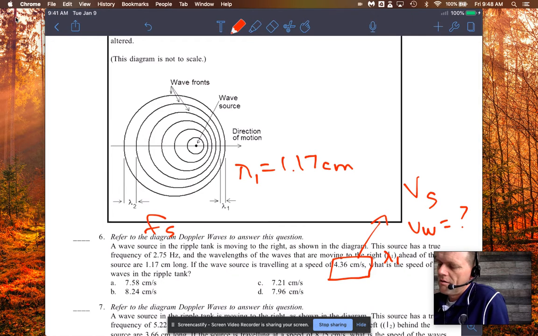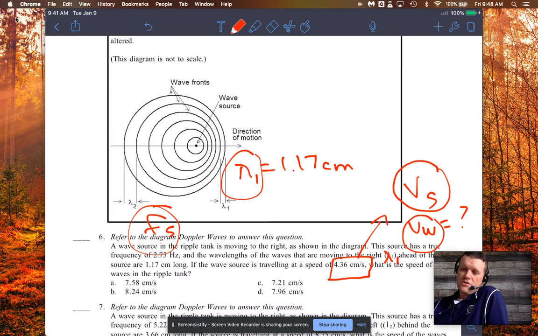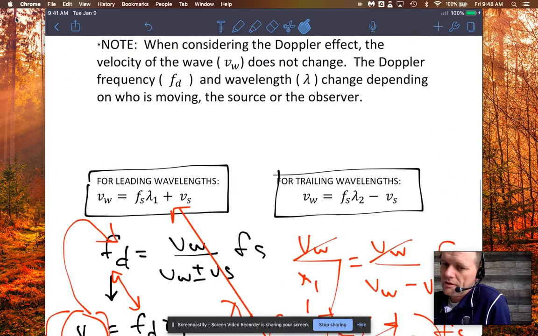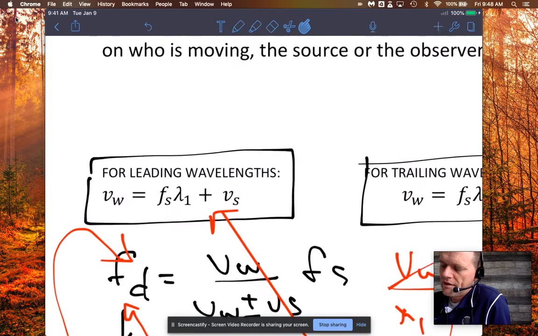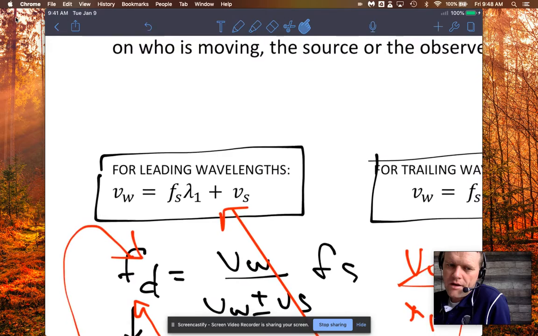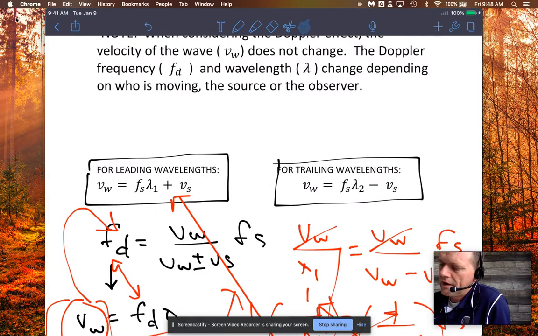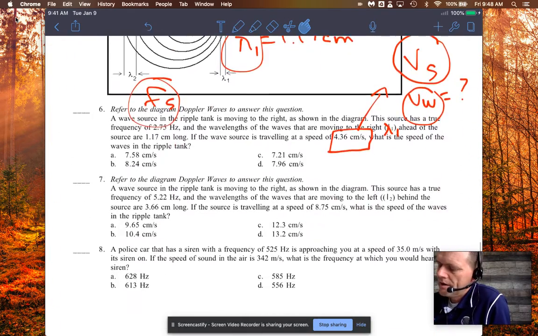Okay, so I have the source frequency, I have wavelength number 1, I have the speed of the source, and I'm trying to find VW. Okay, now you could do this in 2 steps, but what I'm trying to help you see is we've already derived a formula that we can work with to manipulate an equation and solve for things. In fact, I've already got it. Okay, if I've got the leading wavelength, I can use that to find the speed of the waves.